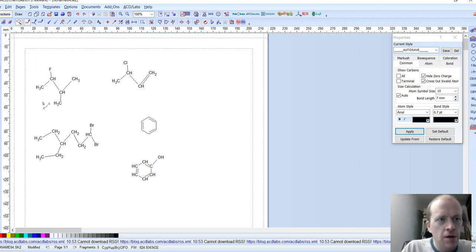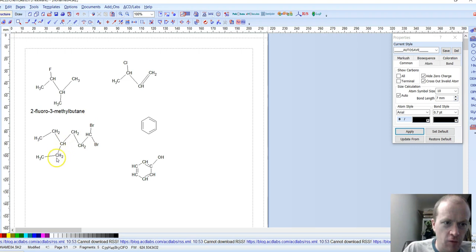Whoops. So if we do our little naming generator here, we're going to get 2-fluoro-3-methylbutane. Another example. So again, let's find the longest carbon chain that we can.